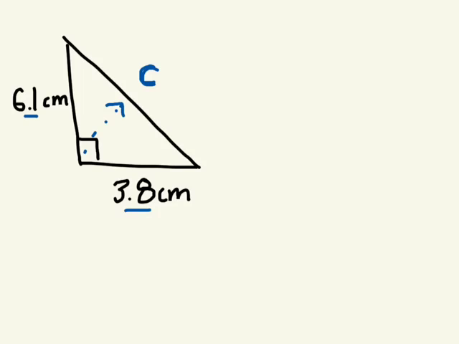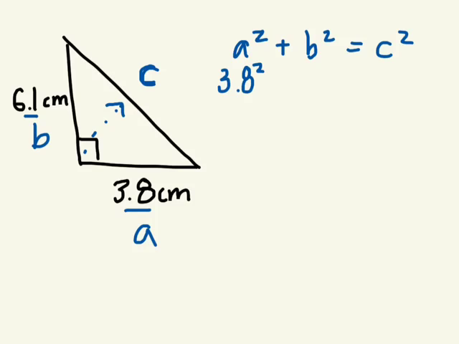And which one do you want to call A? Which one do you want to call B? I'm going to call 3.8 A, and then 6.1 B. Good. Okay, so let's write the formula. A squared plus B squared equals C squared, and we're going to fill it in. So A is 3.8, so 3.8 squared plus B is 6.1. 6.1 squared is equal to C squared. Okay, now we're going to simplify this. We can do 3.8 squared, which means 3.8 times 3.8, right? We can add it to 6.1 squared, which is 6.1 times 6.1.